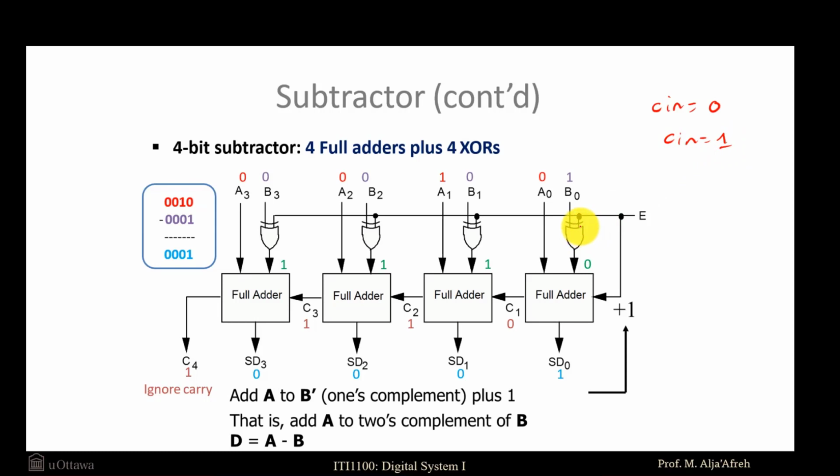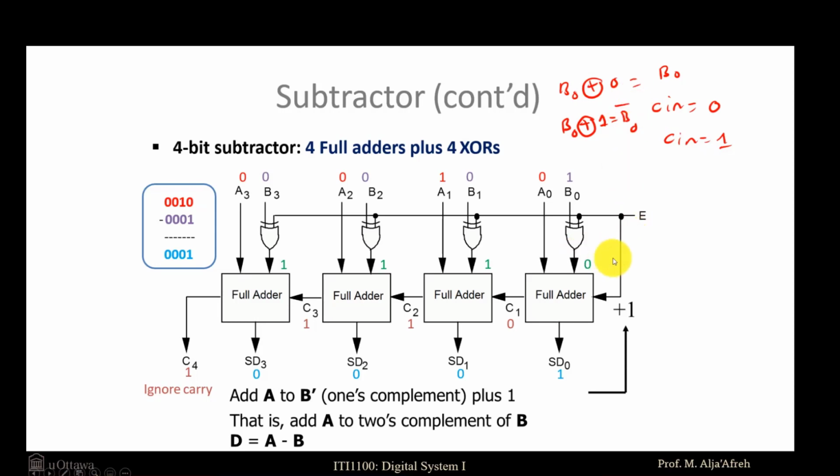Now, to invert the other operand, which in my case is B, what I will do is XOR B with the carry in. So if I have B0 and I XOR it with 0, if you remember that from module 2, guys, this will give you B0. And if I have B0 and the carry in is equal to 1, that means I'm going to get the inverted version of B0. Okay? And that's exactly what's going on here, guys.